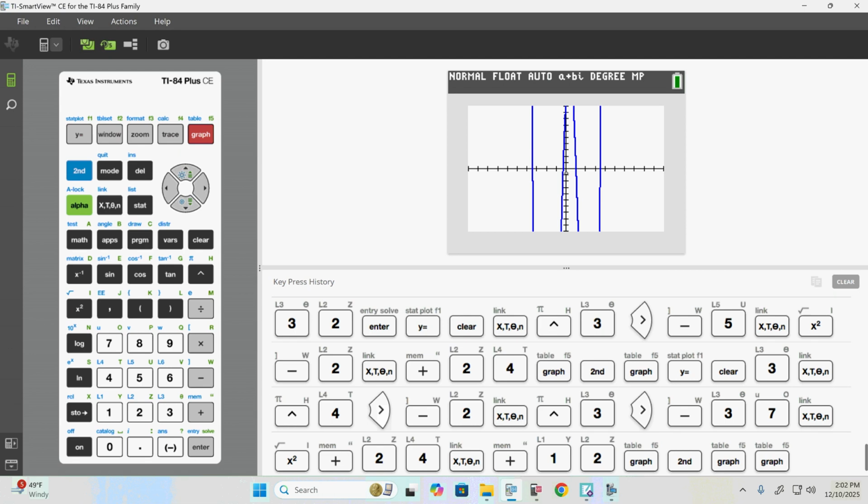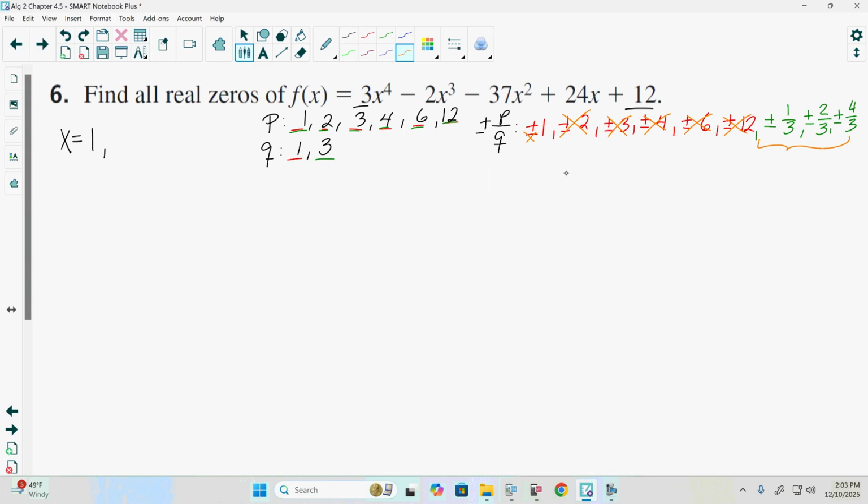This one right here, yes? Is that going to be a positive or negative value? Negative, because it's on the left side of the y-axis. So why do I bring this up? Well, that means positive 1/3, positive 2/3, and positive 4/3 are now out. That is 3 fewer values I have to check.